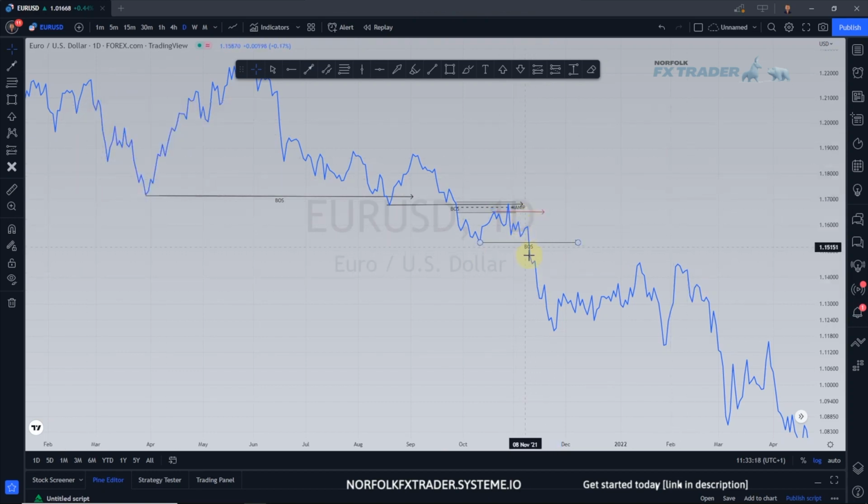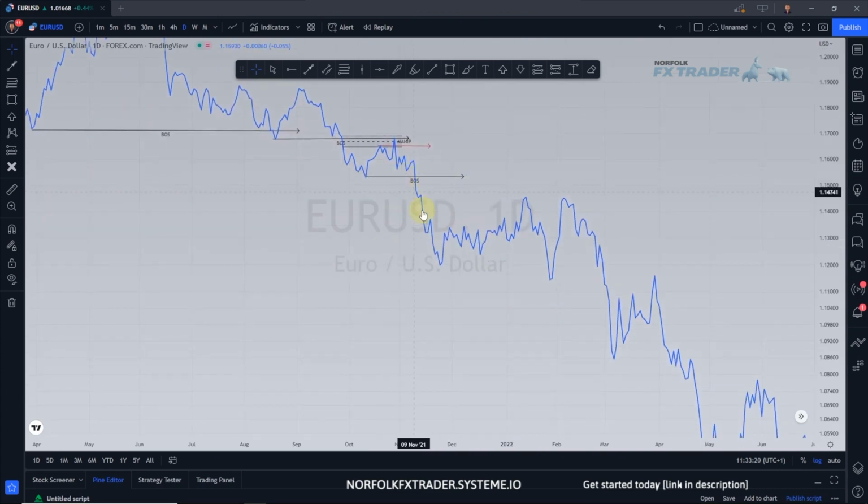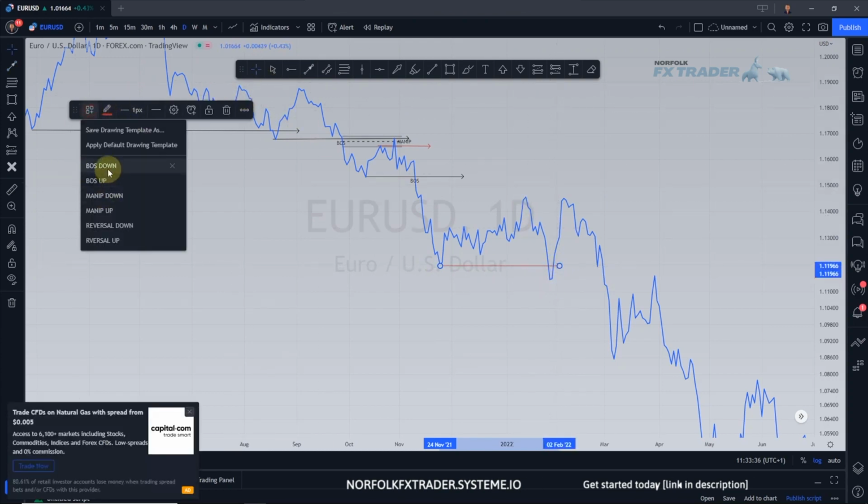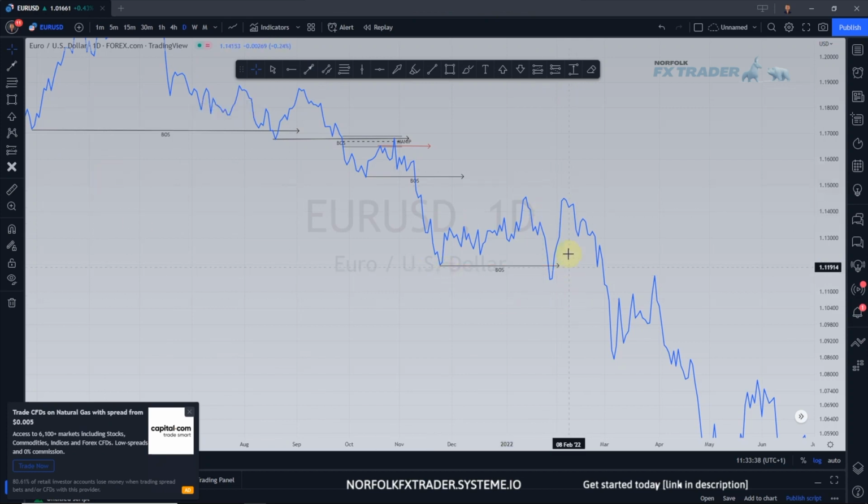We then continue to break structure, and it's a strong push down. I'm not going to mark all these swing pullbacks. These are going to be on the lower time frames. So there's my last low in the market. We can mark that across. And again, we can see a break of structure. So we just mark that off as a break of structure to the downside.